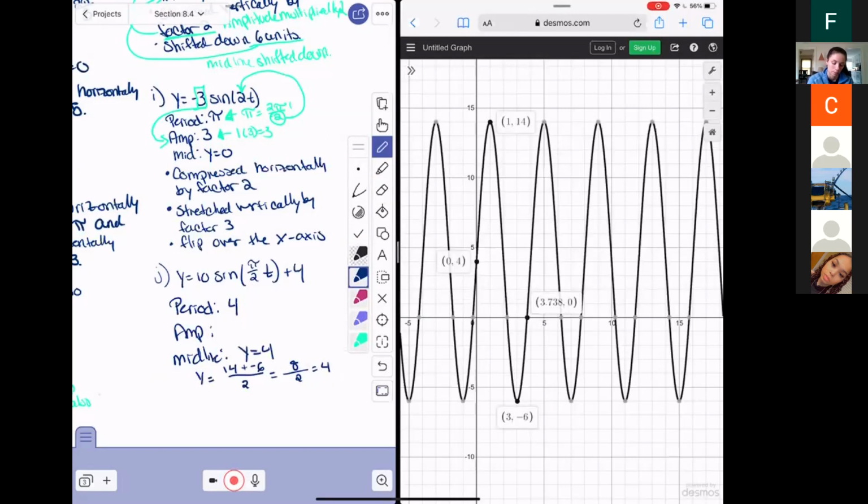Right, it's right here. And then the amplitude is the difference between 4 and 14, and between 4 and -6. So what's the difference between 4 and 14? 10. 10. Good. So our amplitude is 10.